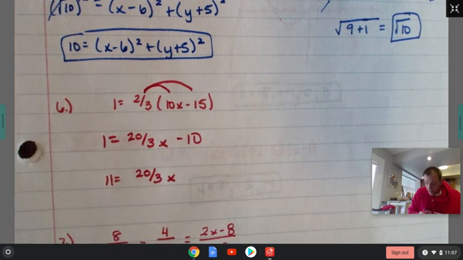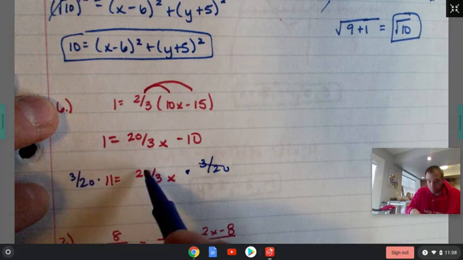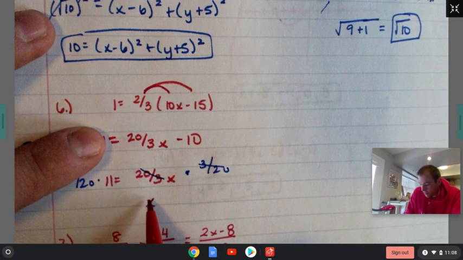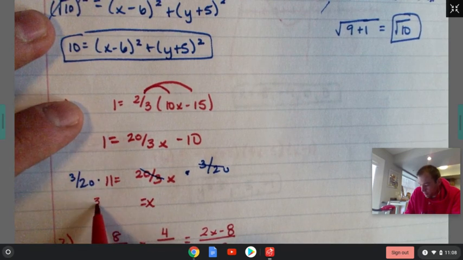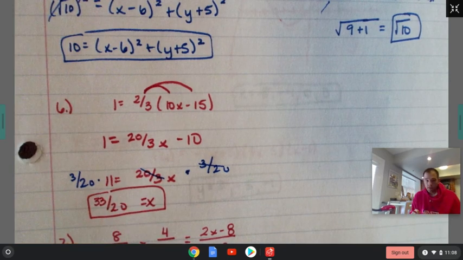Then to get rid of the 20 over 3, you got a couple of options, right? I'm going to multiply both sides by 3 over 20. So you multiply by the reciprocal. So those would cancel, and you get x equals 33 over 20. So not pretty, doesn't really matter. Doesn't matter if it's pretty or not, right? Just because it's a fraction doesn't change anything that we do.